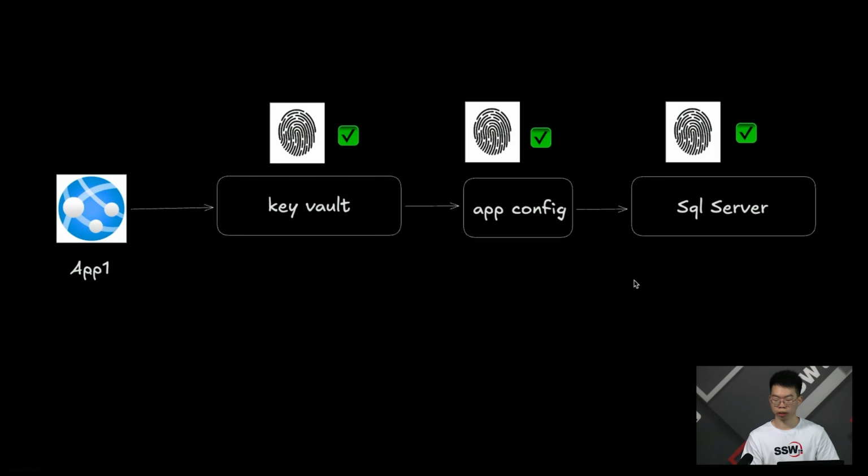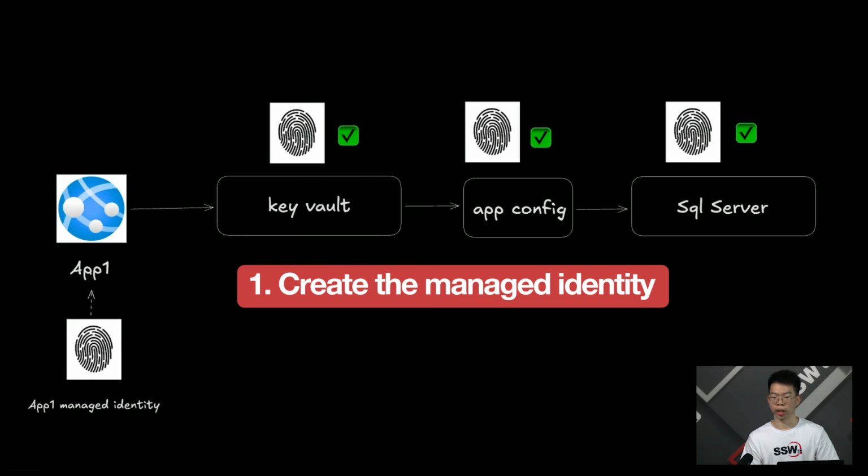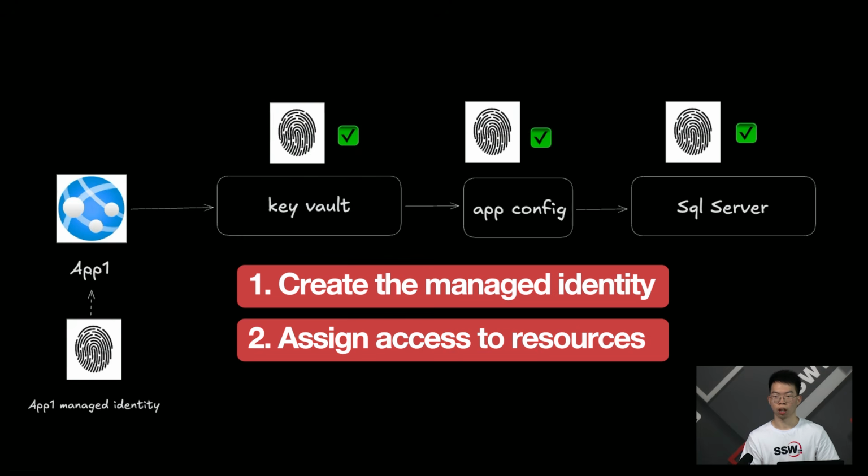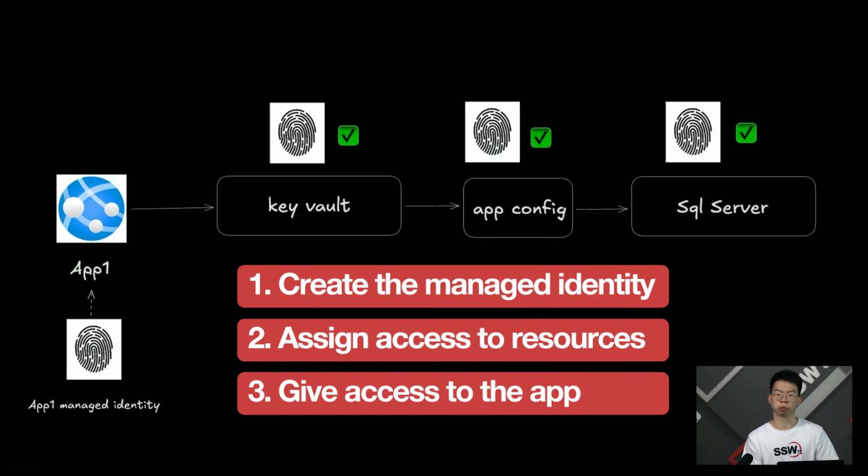This is where the managed identities come in. It works the same way as the fingerprint, so we just need to assign that managed identity with different access and give it to your app. So there's 3 steps to set up this managed identity. First, create the managed identity, assign the access to the managed identity for different resources, and give it to your app. Let's have a look at how we can do this.